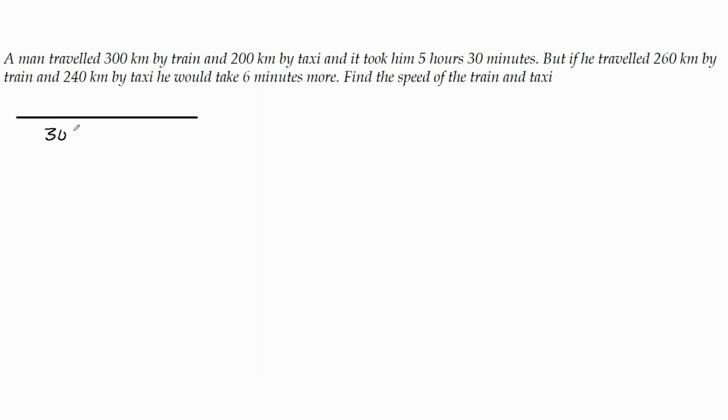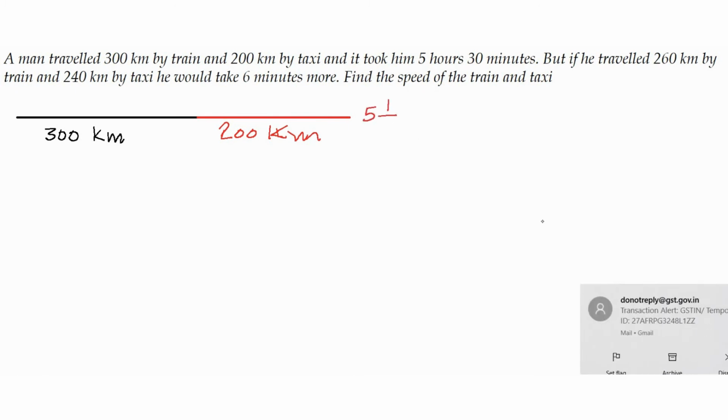He traveled 300 kilometers by train and then he traveled 200 kilometers by taxi, right? So these 200 kilometers were covered by taxi. And the total time that it took was 5 hours 30 minutes, which basically can be written as 5.5 hours, right? So this is 5.5 hours.